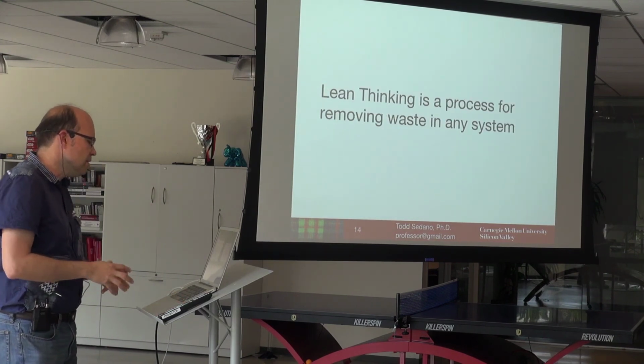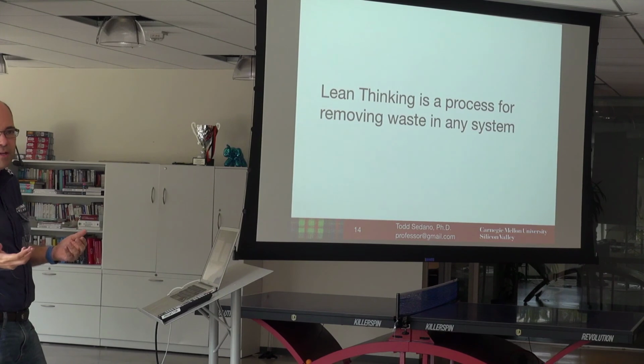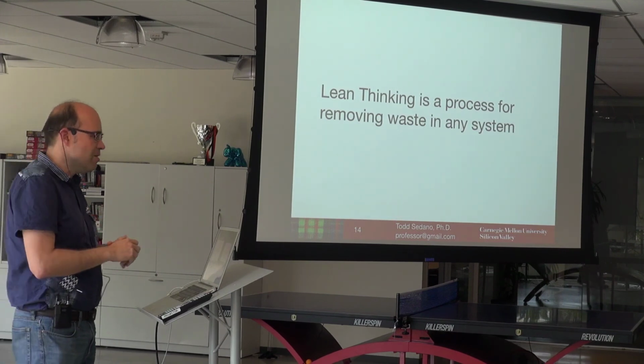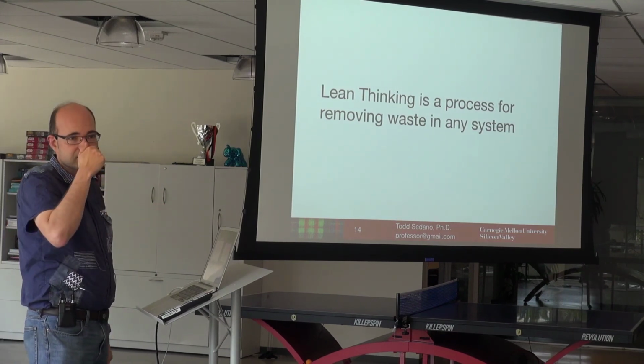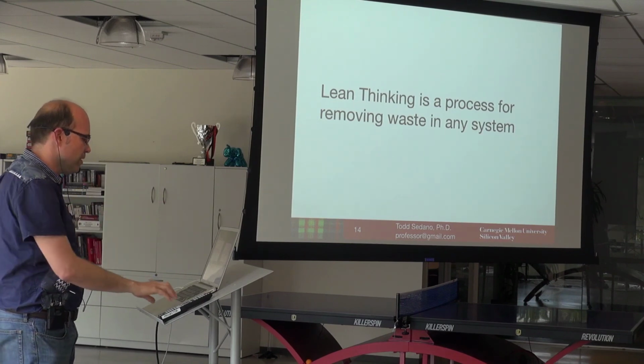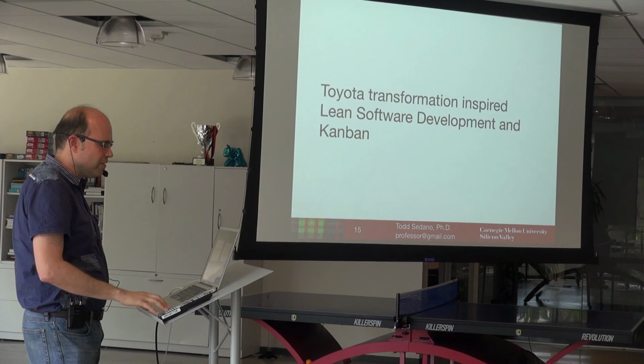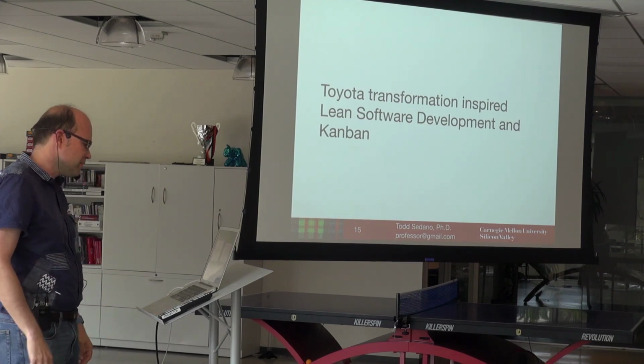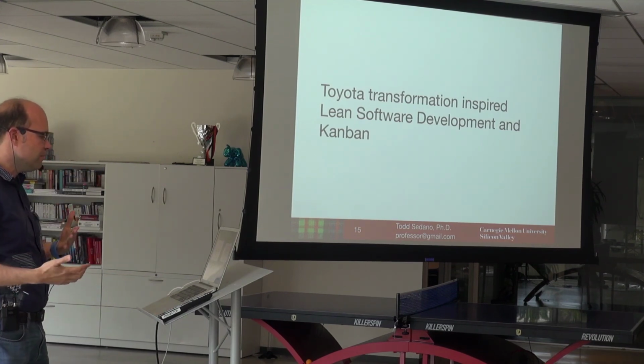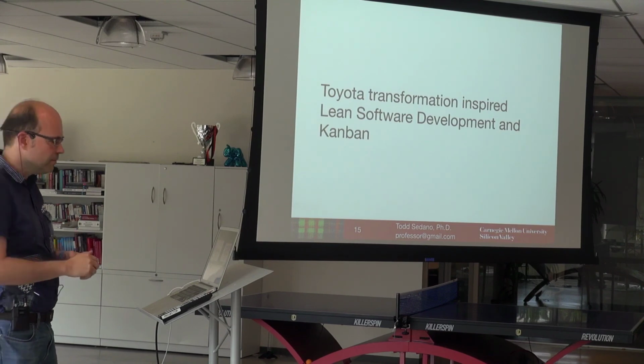Lean Thinking was a book written by James Womack to promote this idea that we should be removing waste in any business system. And that's fine, removing waste. These ideas were so popular in the 90s that they inspired at least two software development cycles, the Lean software development life cycle, as well as Kanban.